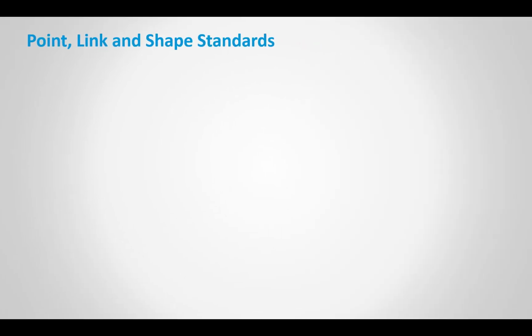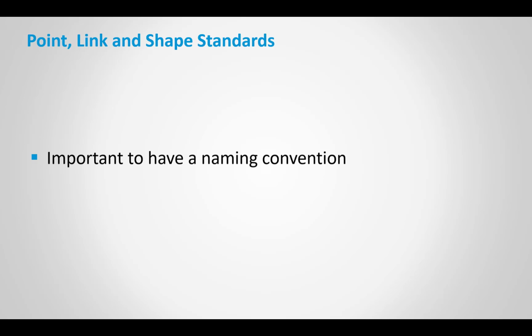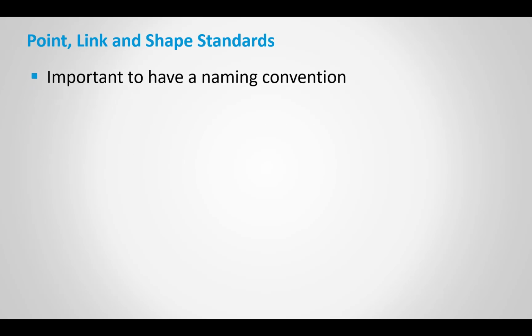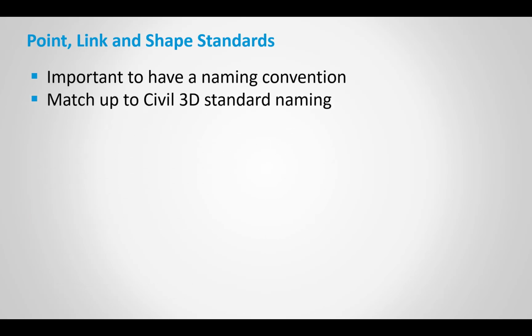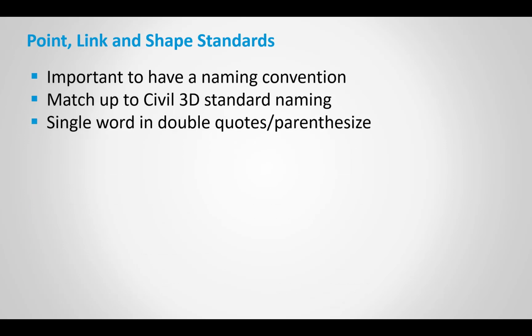Probably one of the most important things, the point, link, and shape standards. Naming convention is huge, just like in Civil 3D with your template. You have styles naming convention, you have layer naming convention. Throughout all of AutoCAD and CAD standards, you have naming conventions. That doesn't differ here. You want to have a good naming convention throughout. It's good if you could match up to the Civil 3D standard naming convention. You don't necessarily have to.